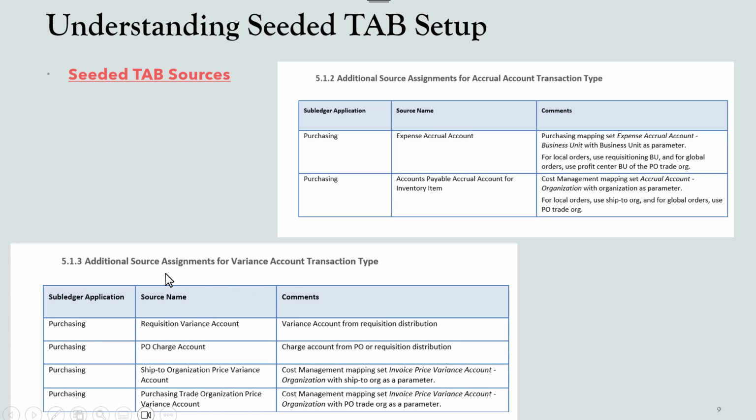The seeded TAB sources for the variance account transaction type, again the application Purchasing, source name Requisition Variance Account, distribution of the requisition, PO charge account for charge account from PO requisition distribution, ship-to organization price variance, purchasing trade organization price variance. This ship-to has a Cost Management mapping set Invoice Price Variance Account, and also for Purchasing trade, the mapping set Invoice Price Variance Account.